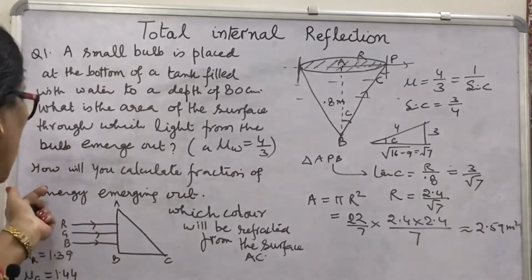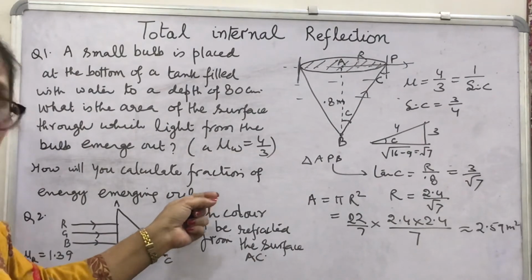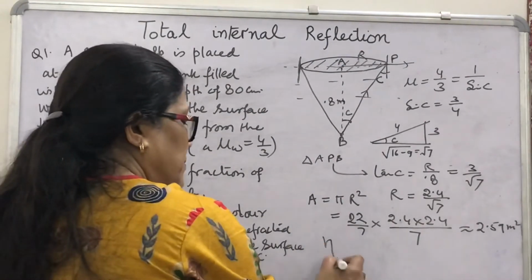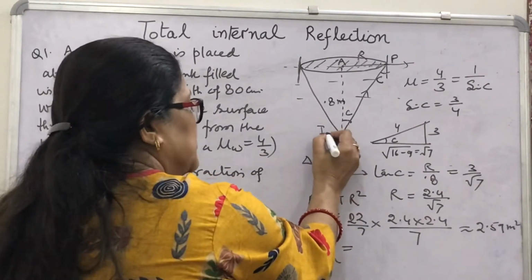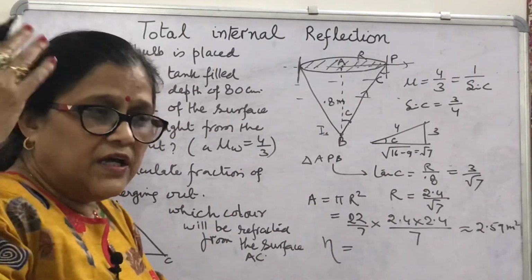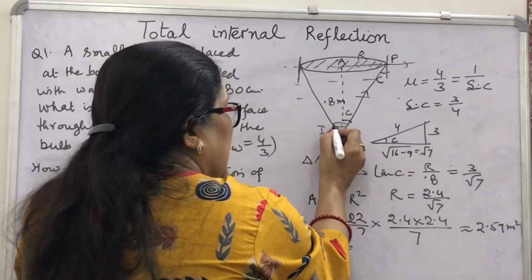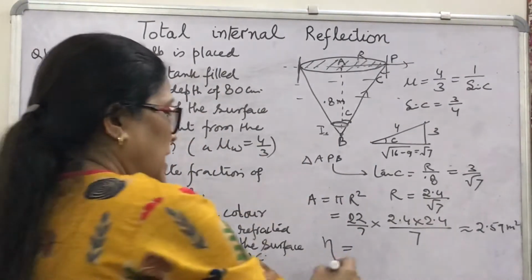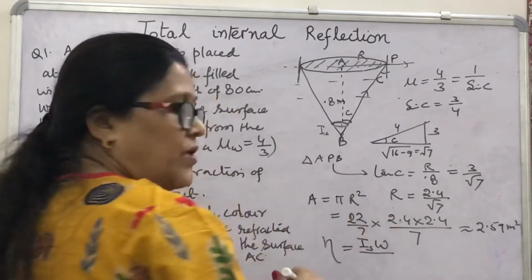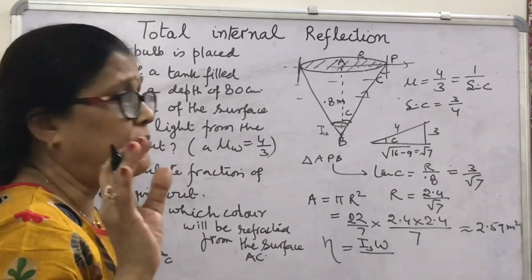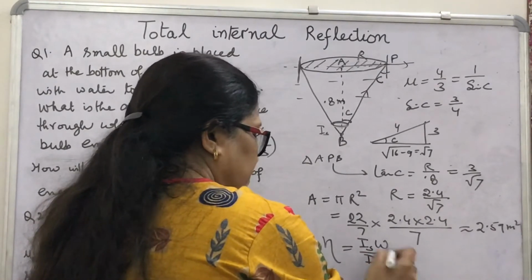It is given, how will you calculate the fraction of energy emerging out? The fraction of energy emerging out can be given as follows. If Is is the intensity of the source, then the energy released through solid angle, this is the solid angle, will be intensity into omega, upon the energy released through 4 pi. So if you write here, this is Is upon 4 pi.